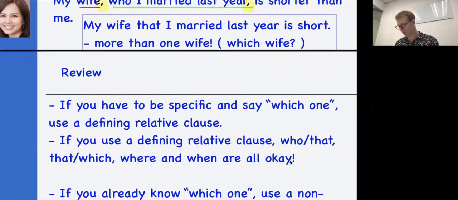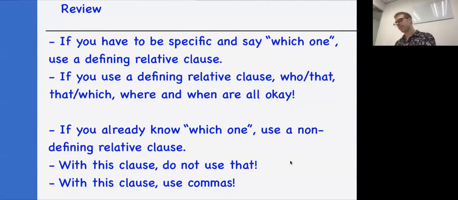So let me just do one more review page for us. Remember our main idea. If I want to say which one, we say defining, right? And if you use this kind of clause, the defining, remember, you can use the who and that, the that and which, where, even when sometimes we use, and those are all okay. Okay, and then I have my already know. We already know which one. We don't need to know, right? We can call this a non-defining relative clause.